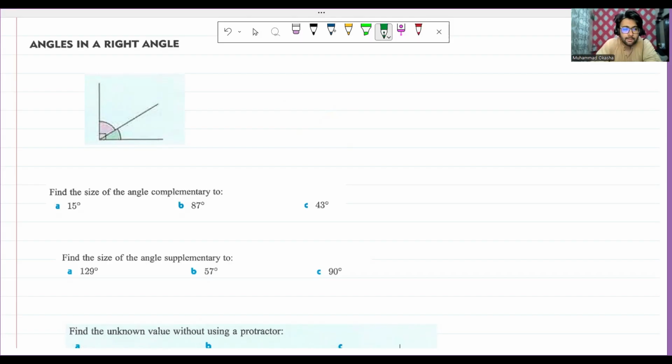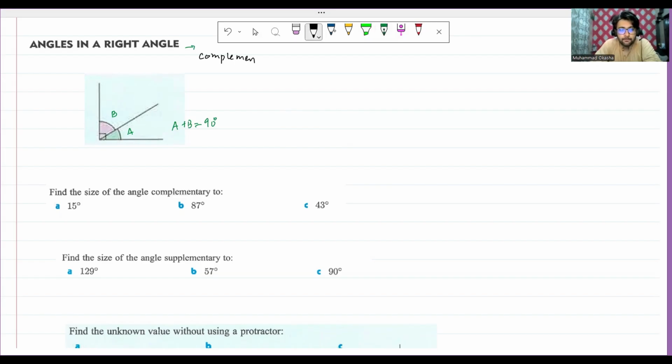Let's say this is angle A, this is angle B. Sorry, add up to give 90 degrees. This is A, this is B. If you add them, A plus B, you're gonna get 90 degrees, right? So angles in a right angle are called complementary angles.